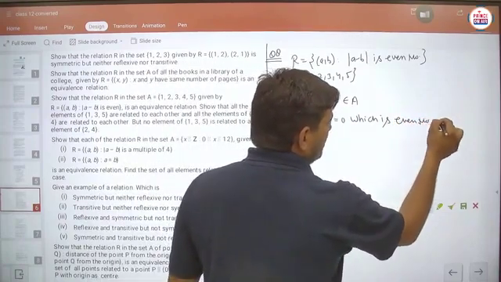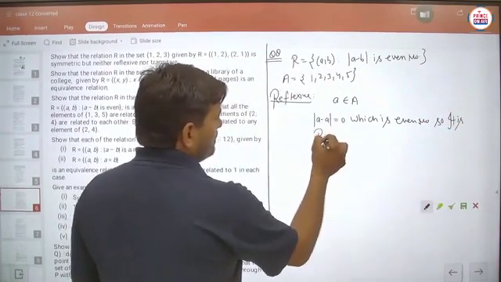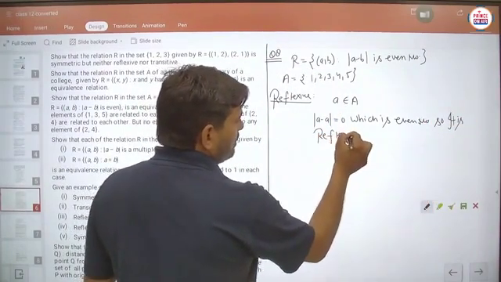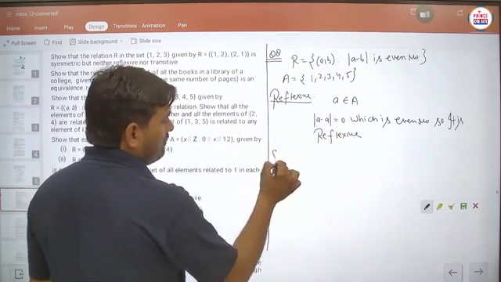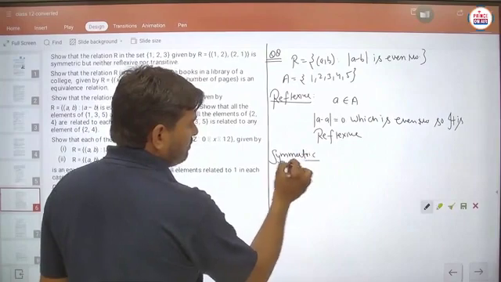So it is reflexive. Is it to be clear? Now the second one is for the symmetric nature. So for the symmetric part, what are we saying?